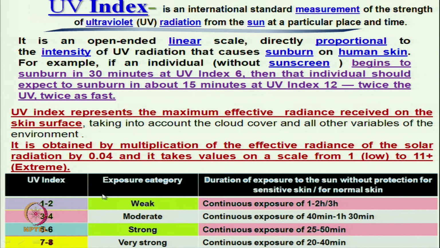Now, if we see the UV index 1 to 2, it is a weak UV index. So, it will not be that much harmful. Continuous exposure of 1 to 2 hours, 2 to 3 hours is possible without any effect. UV index 3 to 4 means moderate, where exposure of 40 minutes to 1.5 hours, so 1 hour 30 minutes, is possible.